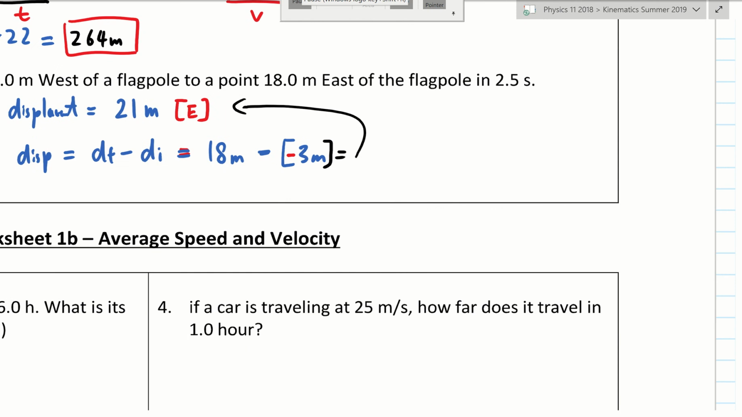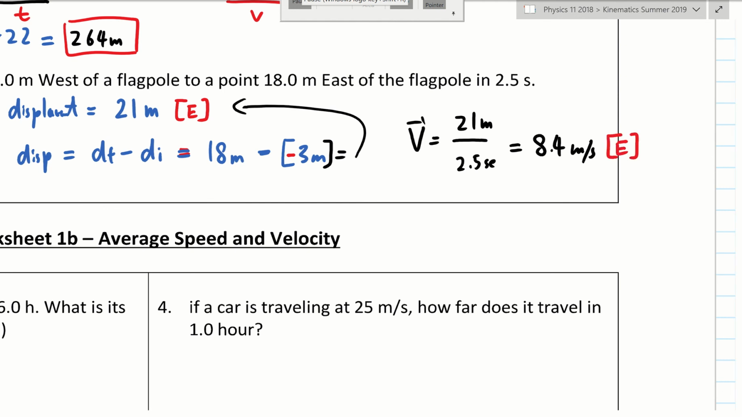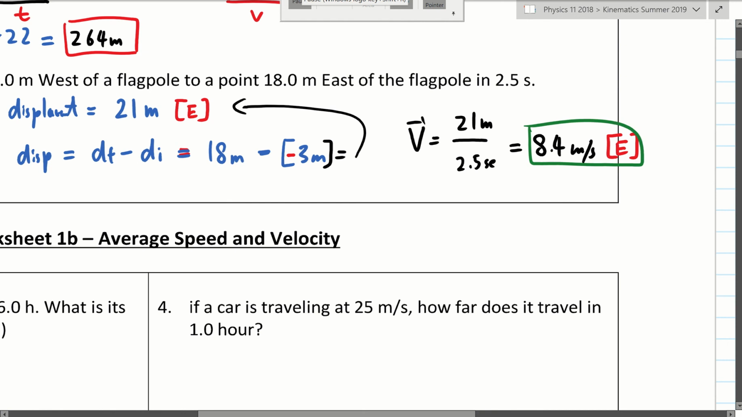So you can think of it in two different ways. If you can picture it in your head, you know that it walks 21 meters. Otherwise, use the equation: displacement is final location minus initial location. Just remember, your location can be positive or negative depending on if you are south, west, or north from the origin. The origin is where 0 is. So velocity is displacement over time: 21 meters over 2.5 seconds. In your calculator, that's 8.4 meters per second. Because you're walking toward the east, your velocity is toward the east too. So 8.4 meters per second east.